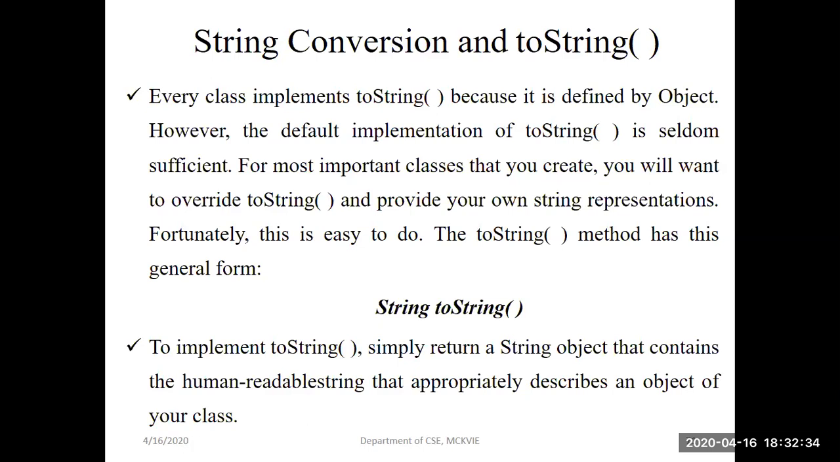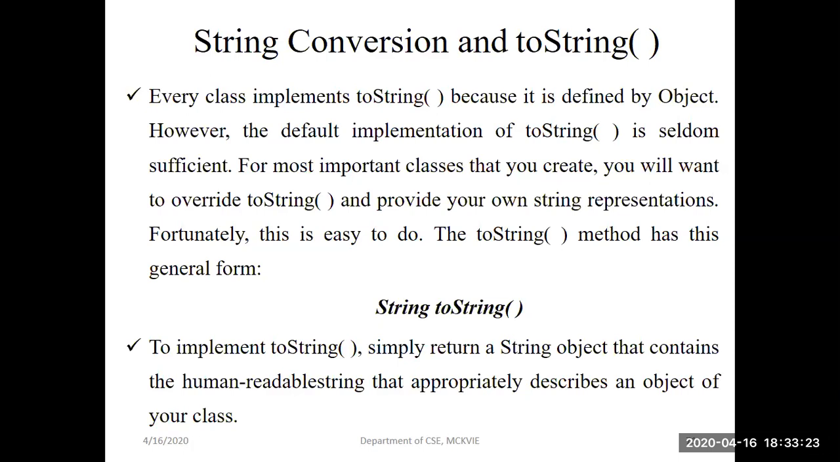Later on we'll discuss different wrapper classes, like Integer, Float. So all these classes belong to the class Object. Object is a class which is nothing but a superclass of all classes. So what does it say? It says every class implements toString because it is defined by the Object class. However, the default implementation of toString is seldom sufficient. For most important classes that you create, you will want to override toString and provide your own string representation.